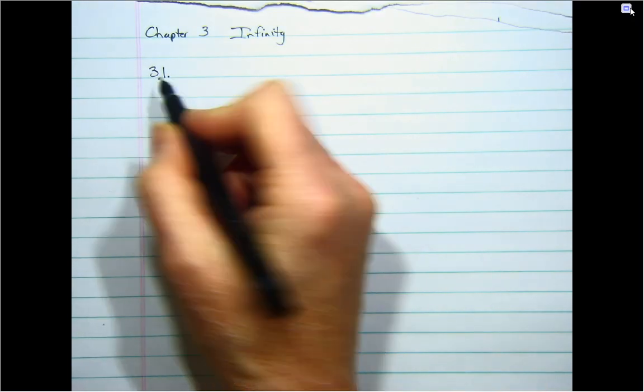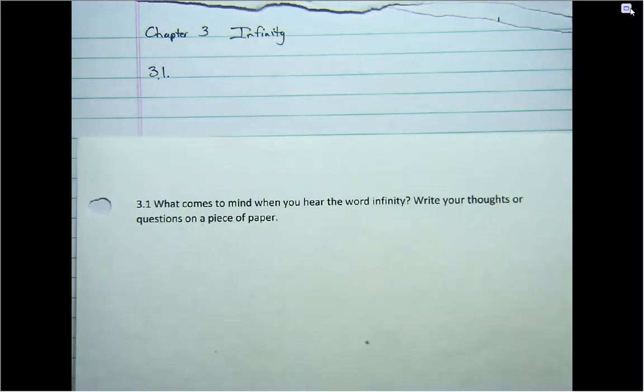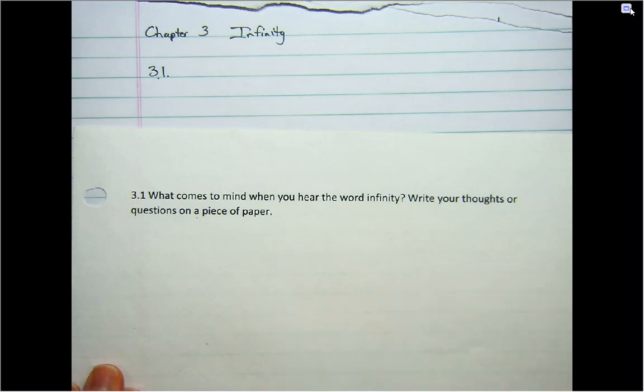Well, when I mentioned infinity to you, I imagine something came to mind, so I'd like you to write down what came to mind when you heard the word infinity. So just whatever came into your head, can you write that down? And then I'll ask a few of you to share it.